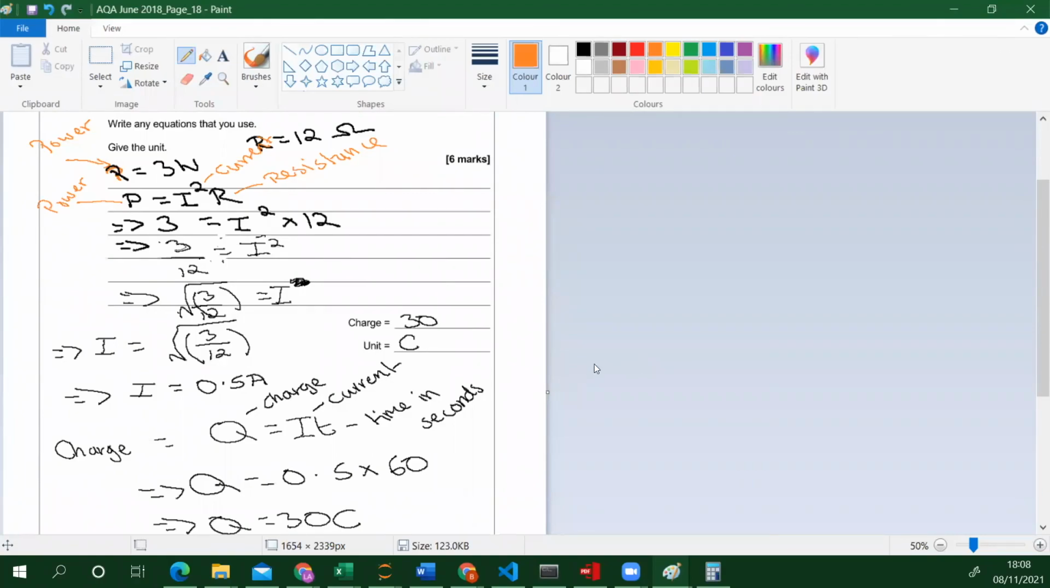There could be ways other people did it, a bit more convoluted than that, but this is the most straightforward way. So I'm going to leave that on the screen.